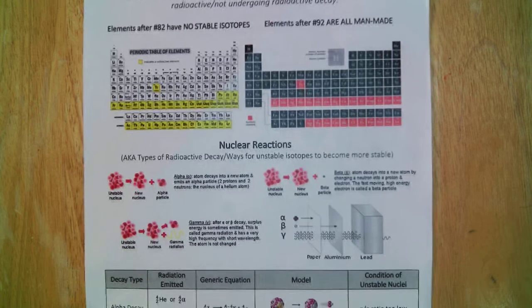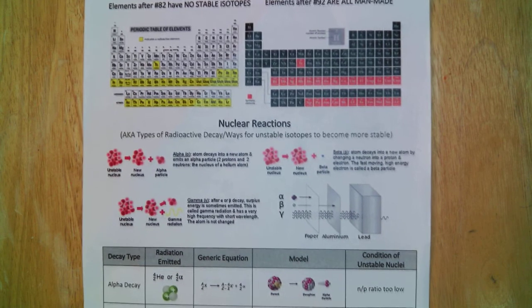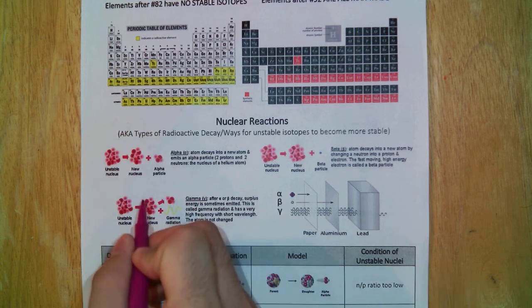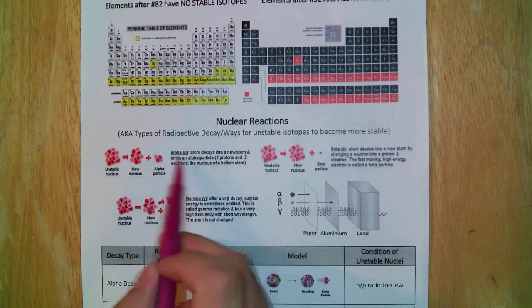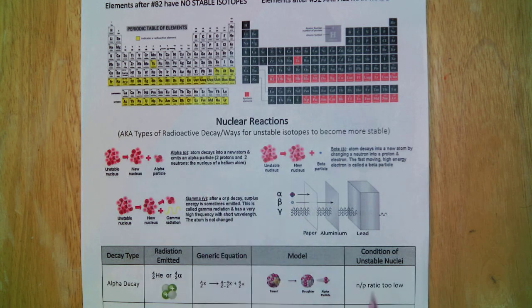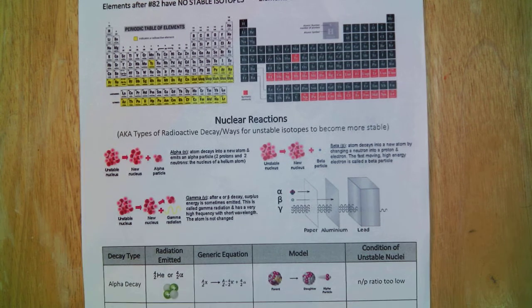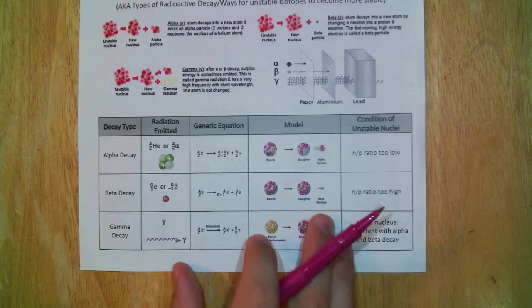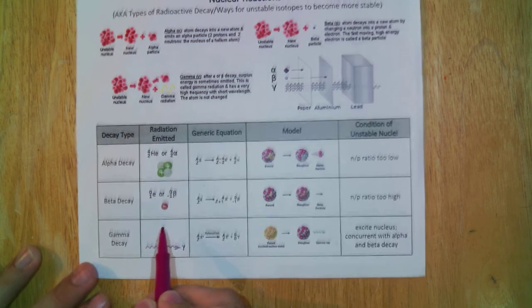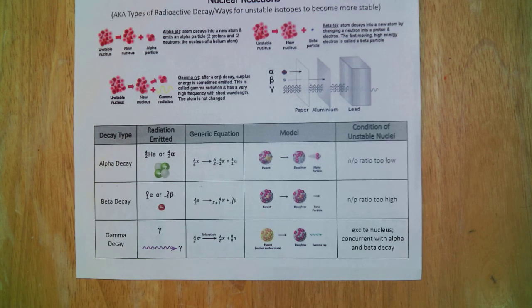The nuclear reactions that are responsible for helping these nuclei become more stable, we looked at three specifically. They were alpha decay, beta decay, and gamma decay. So you can read those definitions. You should be familiar with what that means, and most importantly, be familiar with the symbols for alpha, beta, and gamma, and what they do in terms of a nuclear equation or reaction.